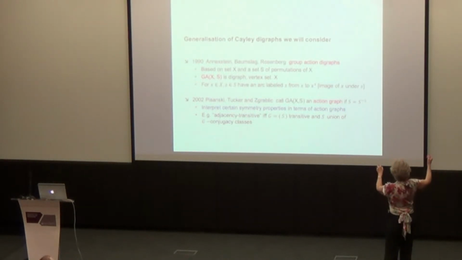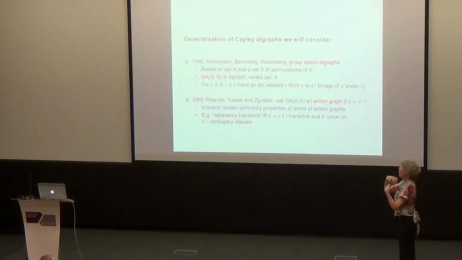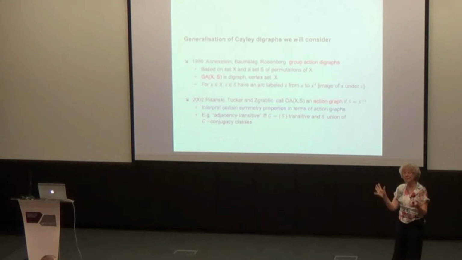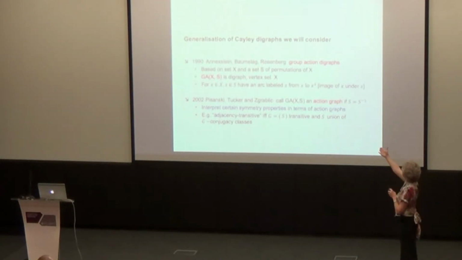to the images of X under the permutations in the set capital S. And you label that arc by the element little s. So you might have many arcs, even to the same vertex, with labels on all of the arcs. So it's not a simple diagram that they're drawing, but this is their group action diagrams. And numbers of people, so this is 1990, I'll come back to their work a bit later on, but numbers of people, again, put on many extra conditions to the group action diagrams.